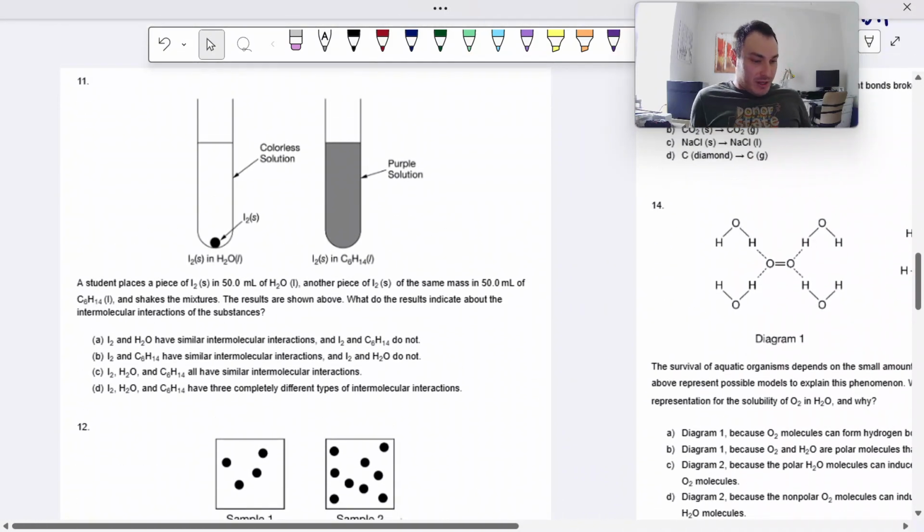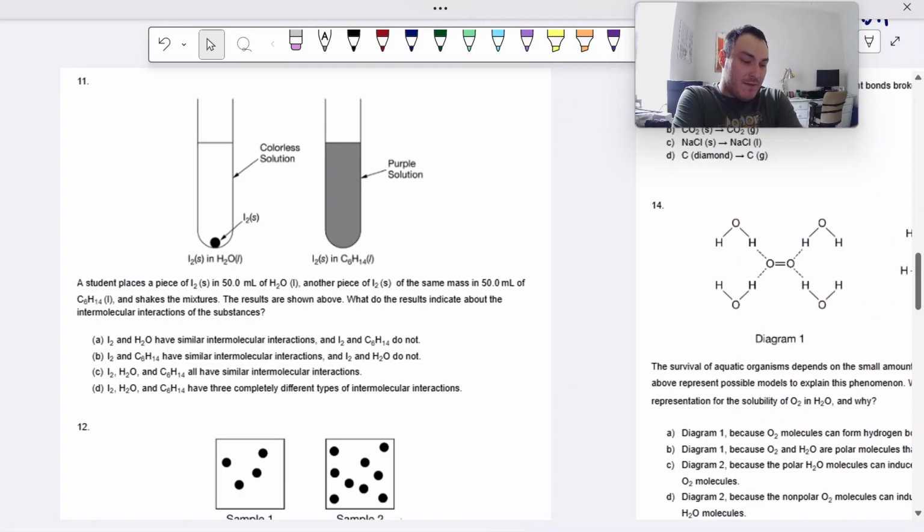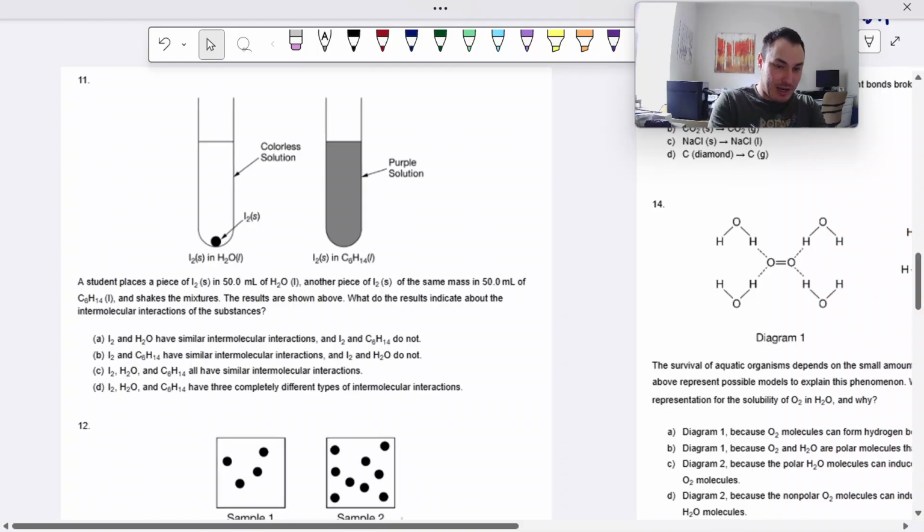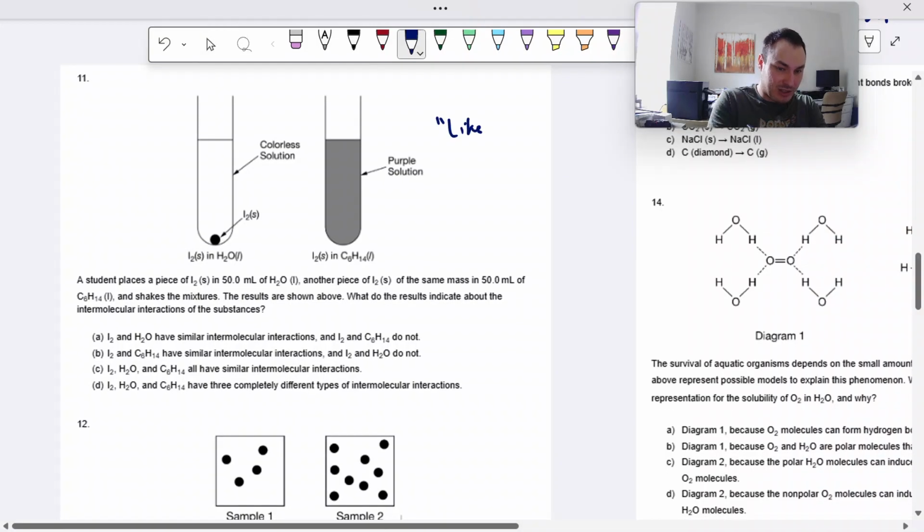A student places a piece of iodine I2 in 50 milliliters of water. Another piece of I2 of the same mass in 50 milliliters of C6H14 and shakes the mixtures. The results are shown above. What do the results indicate about the intermolecular interactions of the substances? This one looks like we're doing like dissolves like.